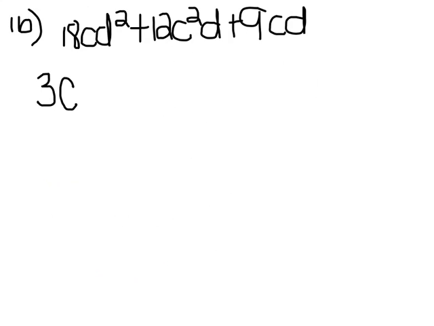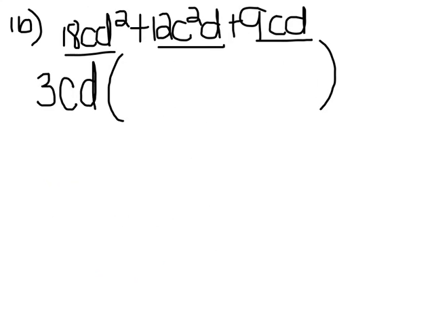Then D squared, so we have 2 D's, 1 D, and 1 D. So they all have at least 1 D. So our greatest common factor is 3CD. Now, since we started with 3 terms, our answer will be a GCF times 3 terms.